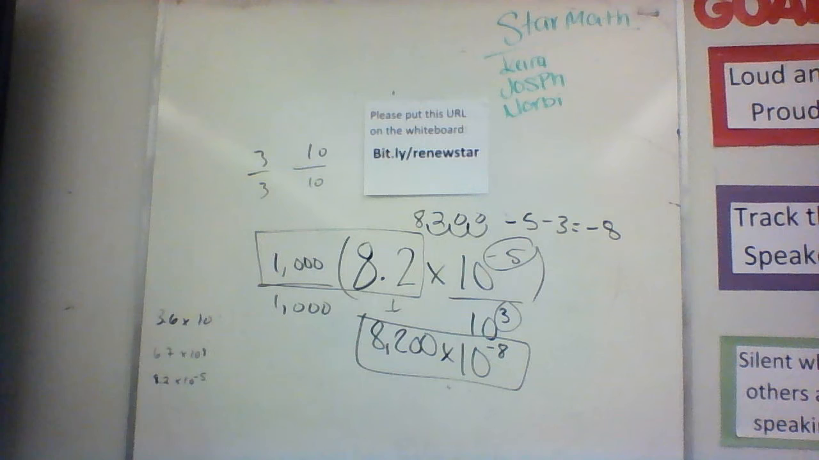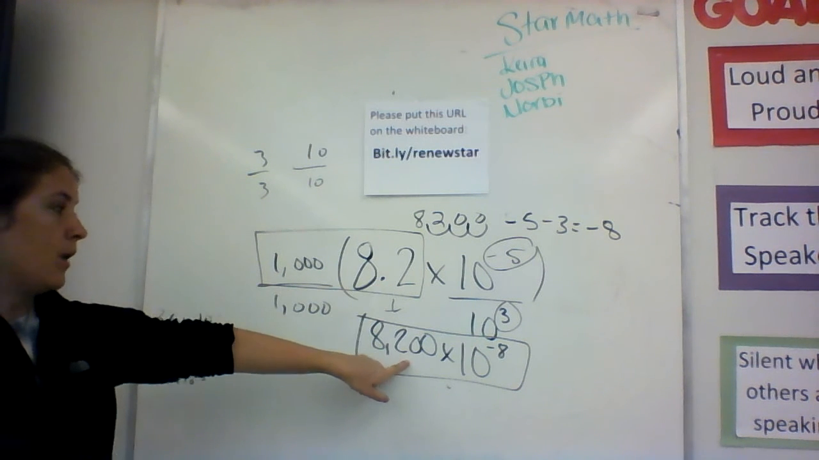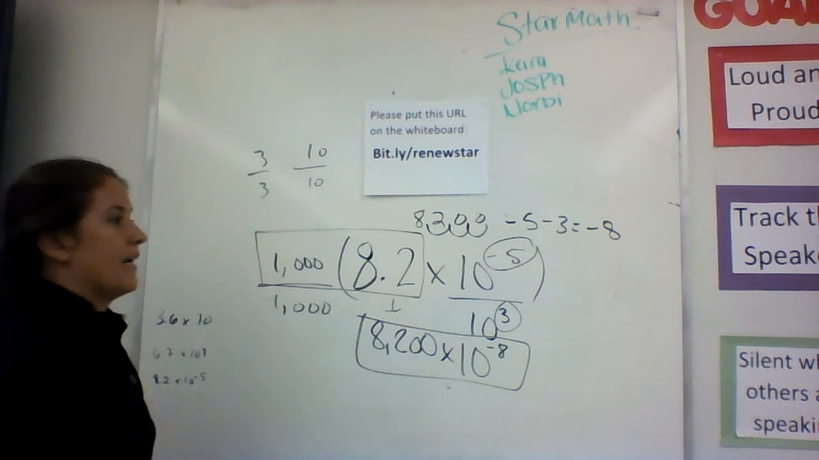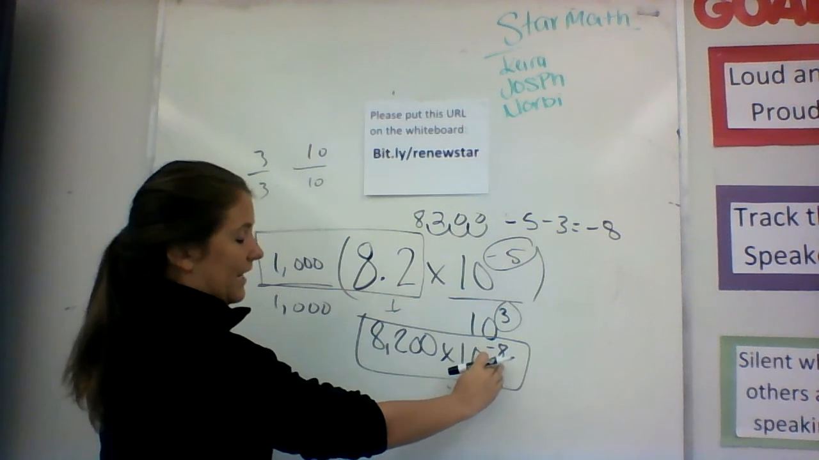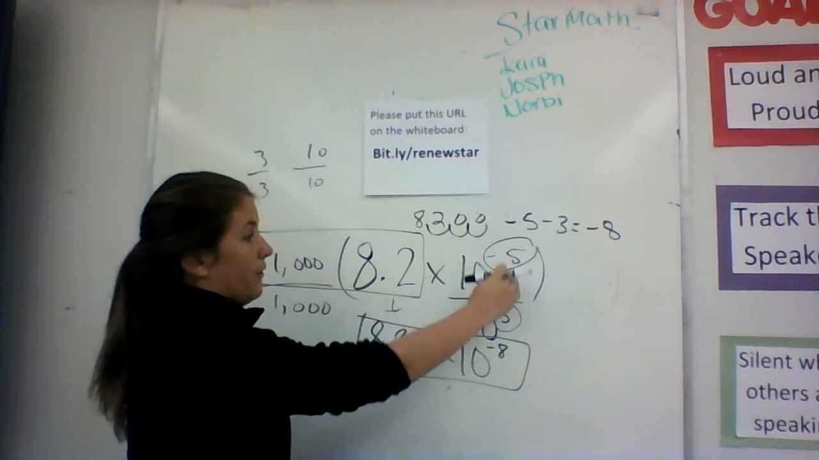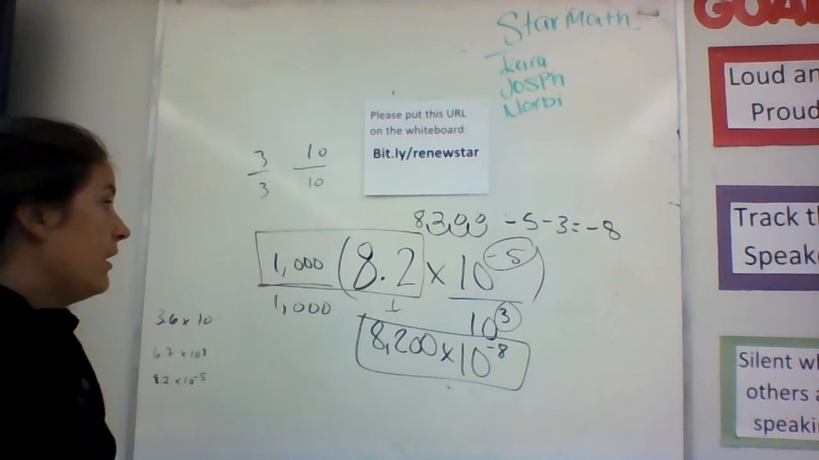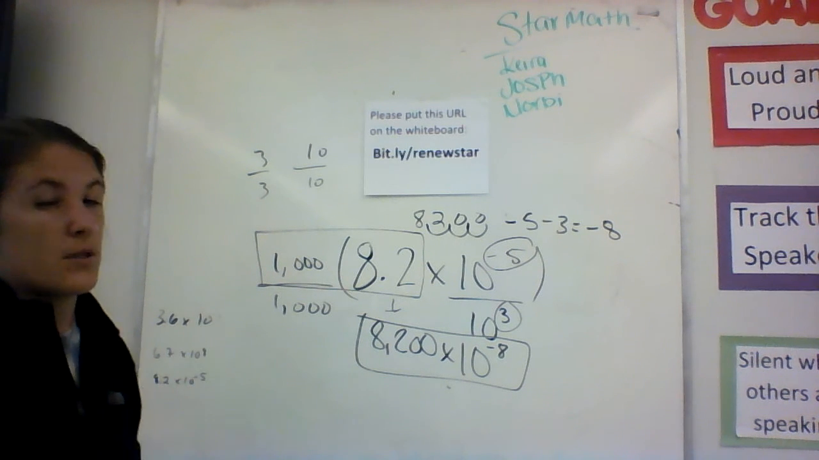Again, this makes sense. I made this number 8.2 bigger by 3 place values. If I made this 3 place values larger, I needed to make this one 3 place values smaller. And negative 8 is 3 place values smaller than negative 5. You may have caught a trick to do it. Write them out the expanded way, but if you know the trick, then you can use the shortcut.